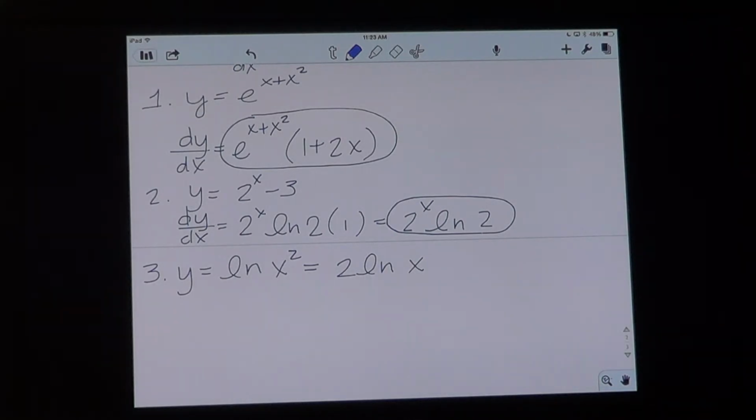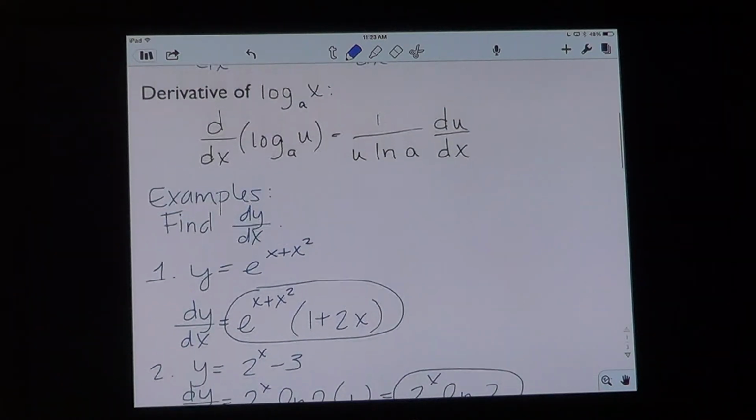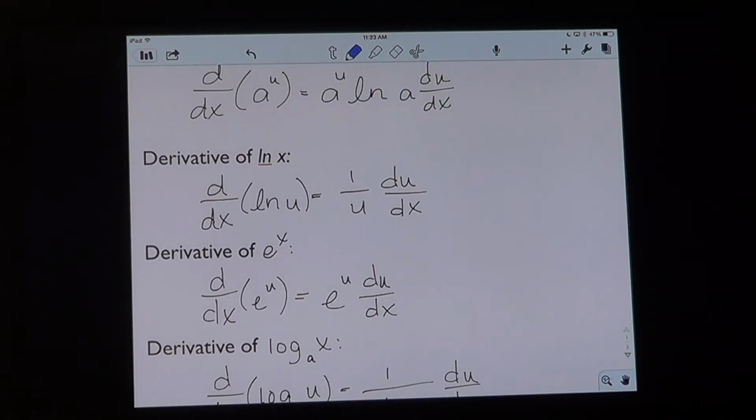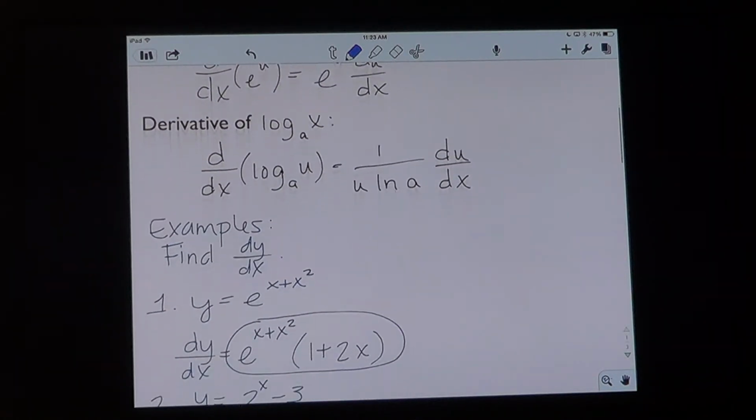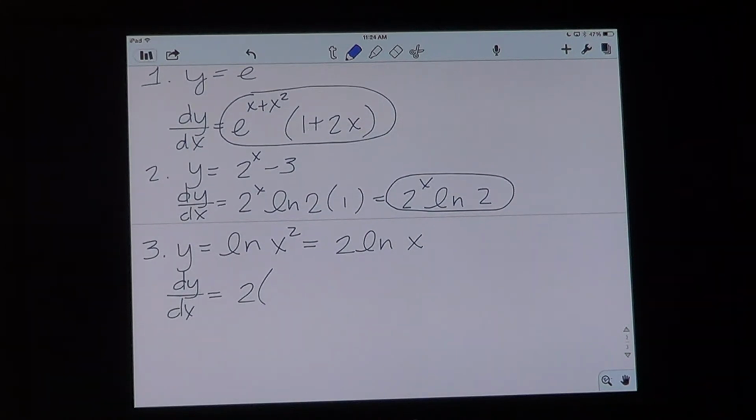So it would be 2 times... the natural log one. This one. So 2 times what? Would be 1 over x. Right. Times the derivative of x, which would just be 1. So that would be 2 over x.